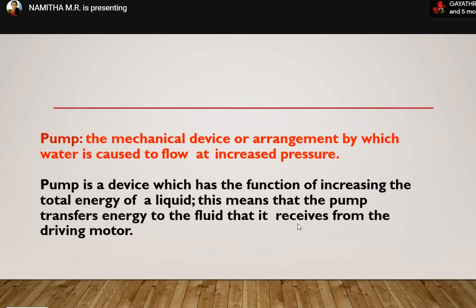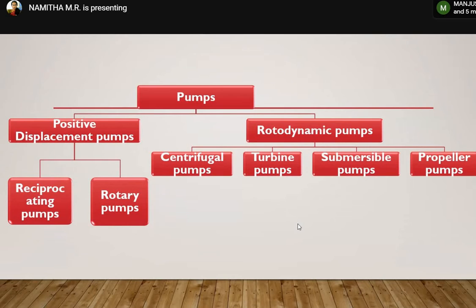Arrangement by which water is caused to flow at increased pressure. Okay, that is a pump. Water is applied at an increased pressure. The device used for that purpose is known as a pump. Mainly, the pump is divided into two: positive displacement and rotordynamic pump.